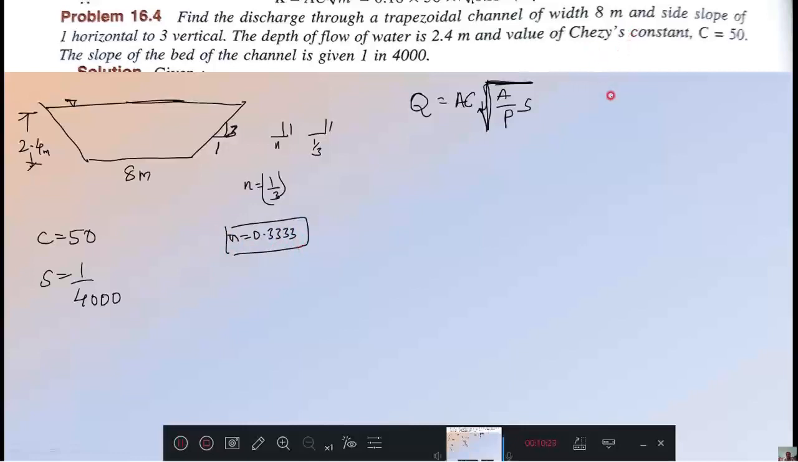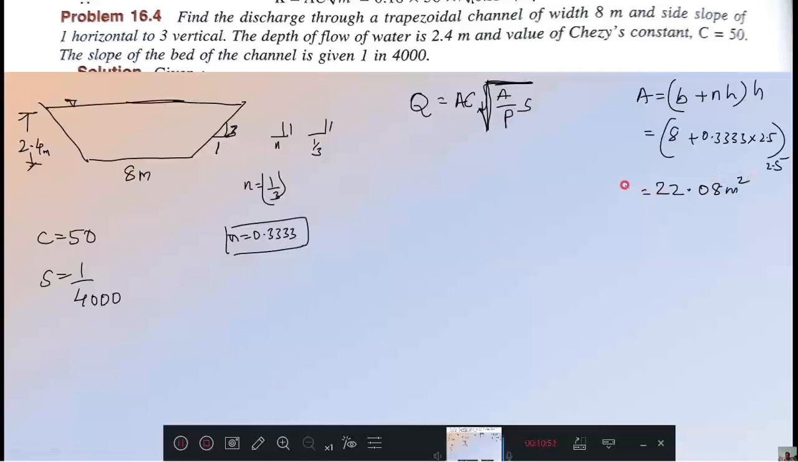Now what is your area? Area equal to B plus n h into h. Then B is 8, n is 0.3333, h is 2.5 into 2.5. The answer is 22.08.